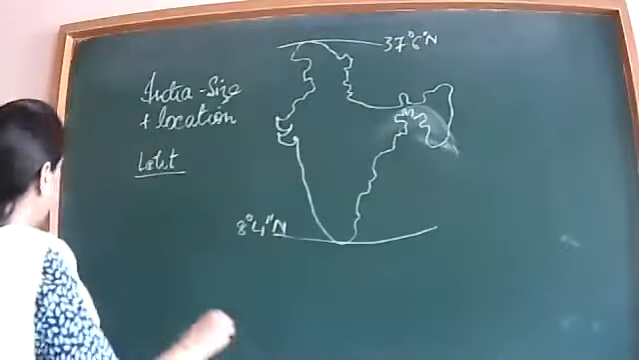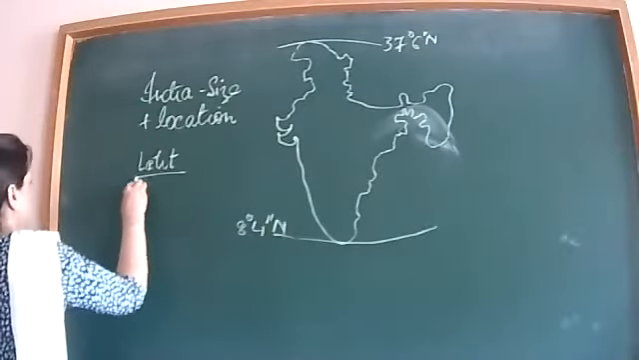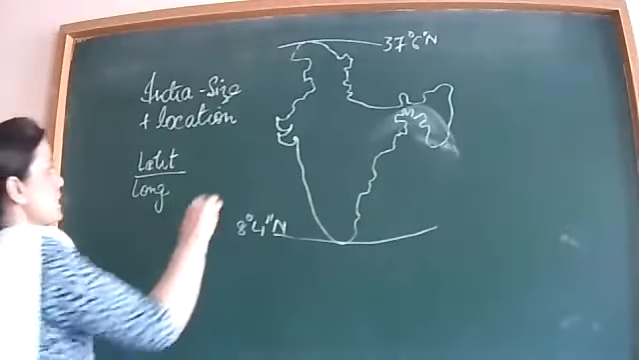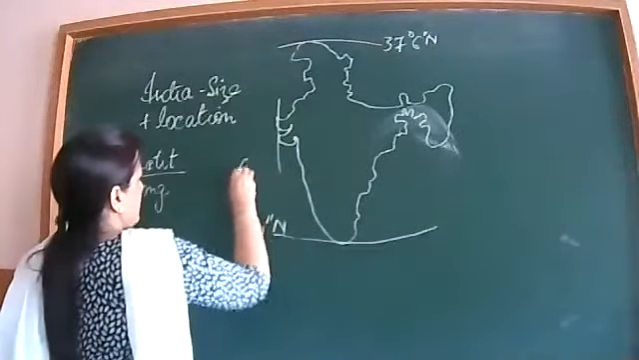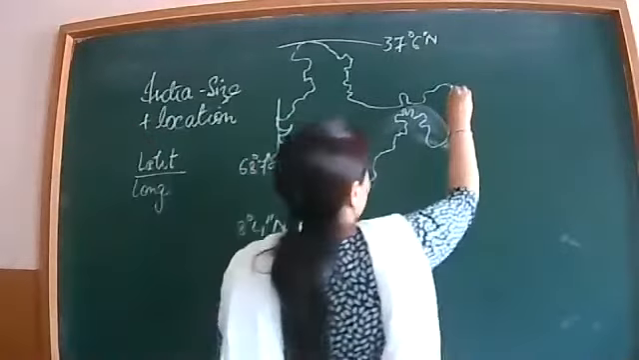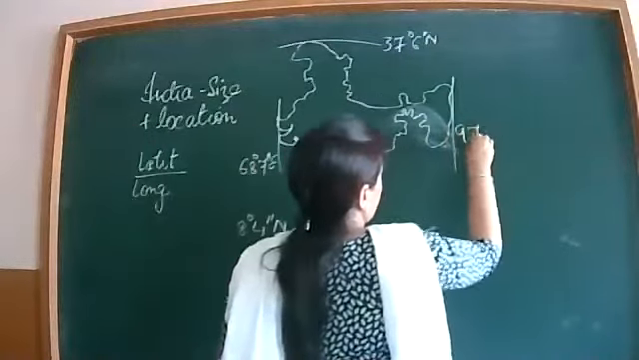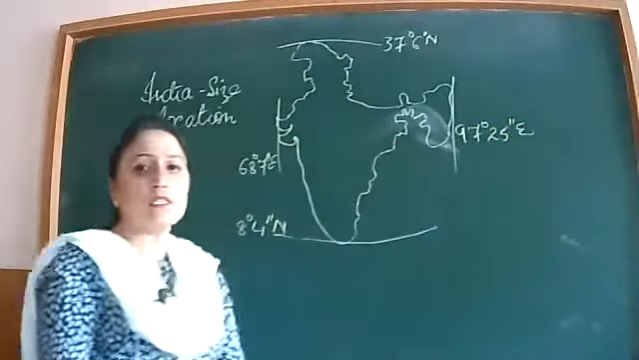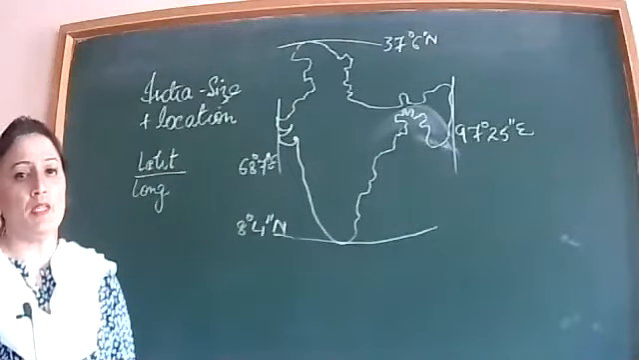Coming now to the longitudinal extension of India, that is 68 degrees 7 minute east to here, 97 degree 25 minute east. This is the longitudinal division of India.